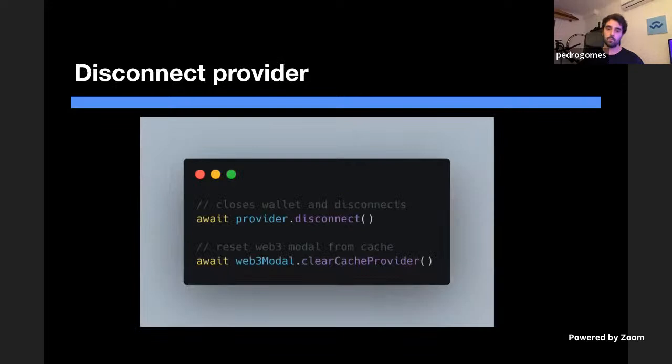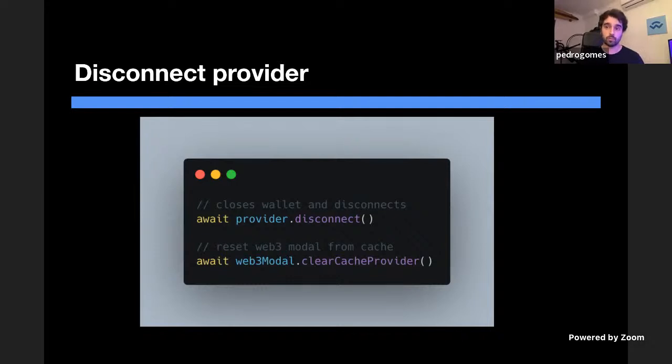Another thing, most providers actually have a disconnect button. While MetaMask doesn't have this, most providers do. So it's important to include this logic in your Dapp as well, where you allow the user to disconnect from the current wallet that they have by doing await provider.disconnect.